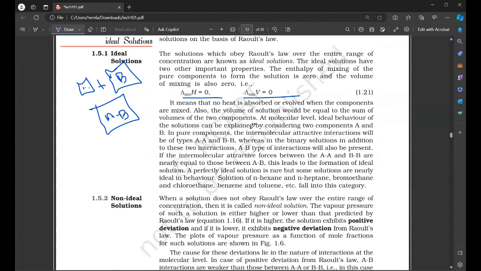Also, there's this point to be noted: no solution is ideal, like 100% ideal, but the solutions which we consider are close to ideal. So keep that in mind. And here examples are given: solution of n-hexane and n-heptane, bromoethane and chloroethane, benzene, toluene, etc. Remember these, they will ask for examples. It is also an important part. Maybe they can ask the difference between ideal and non-ideal and give examples, or in an MCQ, which of these is ideal. So you guys need to know, at least what is mentioned, you should remember.